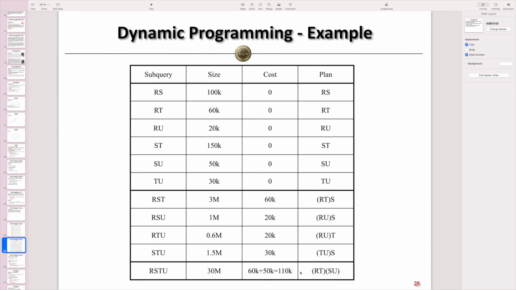Okay, so this is the example, and we will move to the next page for a summarization of this algorithm and also introduce how to estimate the size of the subqueries.